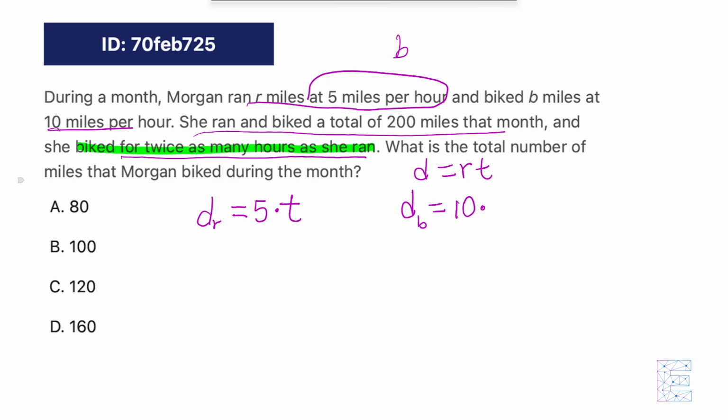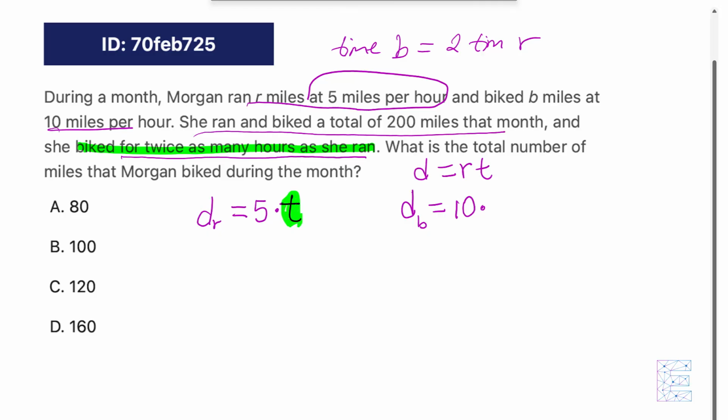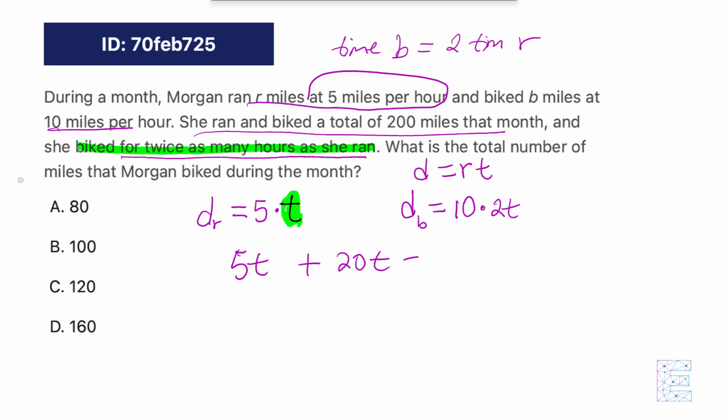So the time for biking is double the time for running. Well, we've already said the time for running, let's just call that T. If biking is double, then we would have to call that time 2T. So the distance spent running is 5T, plus the distance spent biking is 20T. Total distance traveled is 200 miles.